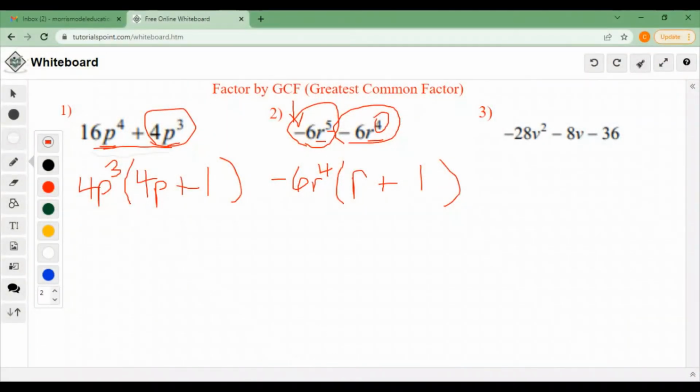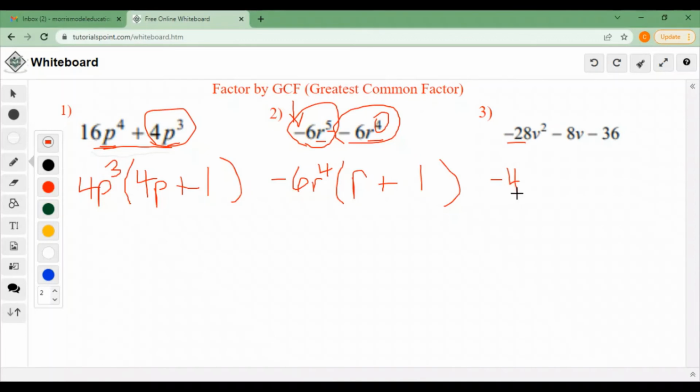So here we go. Number 3, you've got a negative leading coefficient again. Look at that. So I can already tell my GCF is going to be negative. I'm going to go ahead and put that there. And then you've got to start thinking, 28, 8, 36. Goodness, what is the greatest thing they have in common? I know 28, that's 7 times 4, but 7 doesn't go into 8. 8 is 8 and 2. Probably 4 is what I'm thinking. I think 4 goes into all of those, all right?